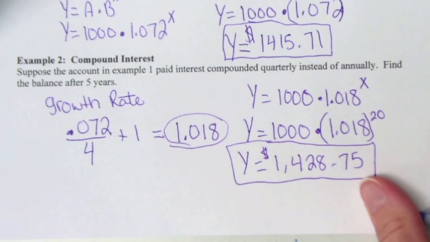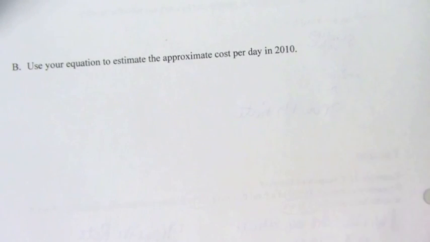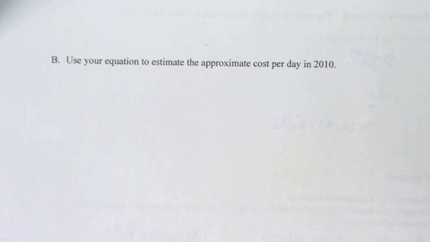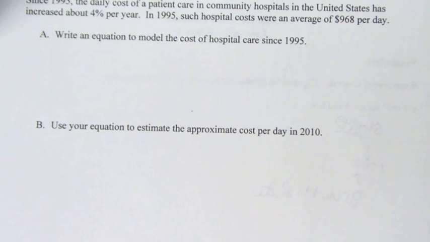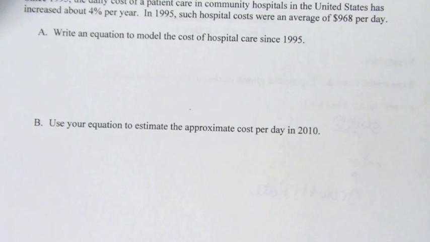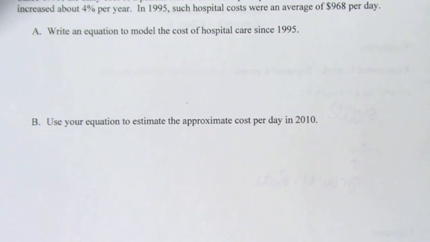Okay, let's go to the back side. Example 3. Since 1995, the daily cost of patient care in community hospitals in the United States has increased about 4% per year. So that 4% is what we're going to use for our growth rate. In 1995, such hospital costs were at an average of $968 per day. So what is the 968? That's A, our starting amount.